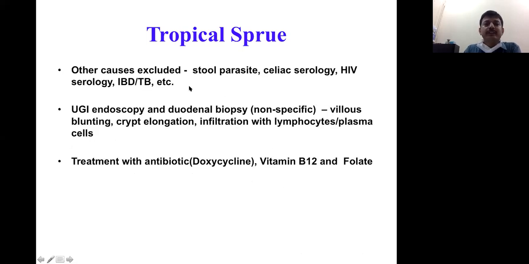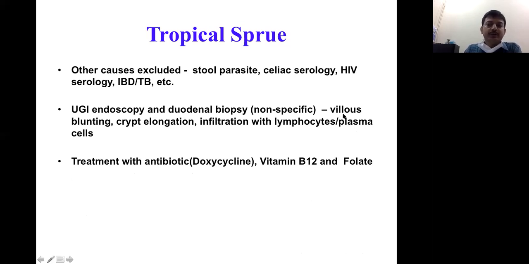Now, the important thing in tropical sprue is that there is no specific diagnostic feature. So you have to exclude other causes of malabsorption like stool infection, celiac disease, immunodeficiency, IBD, all of them have to be excluded before you can diagnose somebody as tropical sprue. Endoscopy and biopsy often show villus atrophy, but villus atrophy, as I told you, is a non-specific feature also seen in celiac disease.